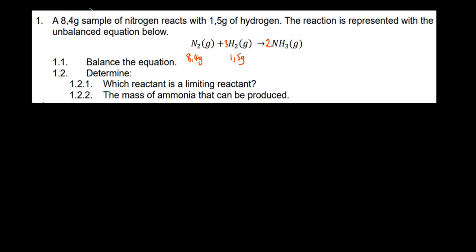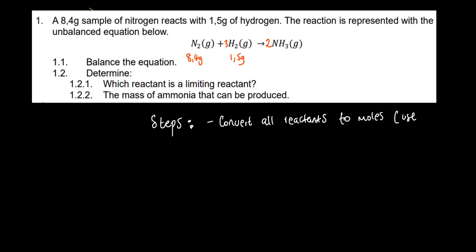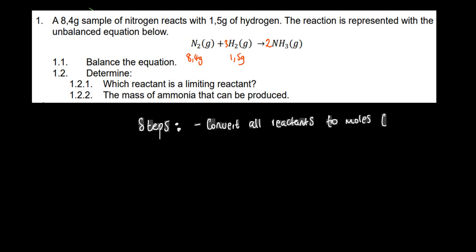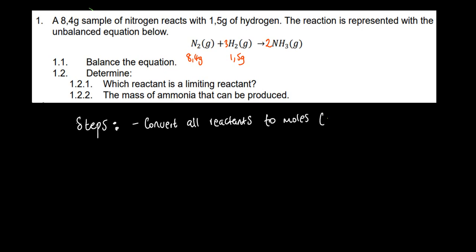The first thing is that you need to, so these are the steps. You might need to note these down. Number one, convert all reactants to moles. That is the first step. You're gonna use this formula. So let me just try to write it a bit this side. You're gonna use this formula: n is equal to m over the molar mass. Okay, that's the formula you will use there. So you convert the reactants to moles.